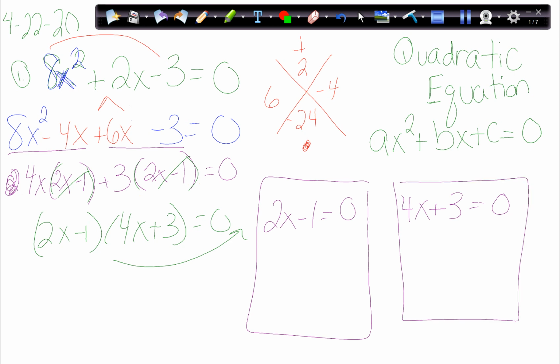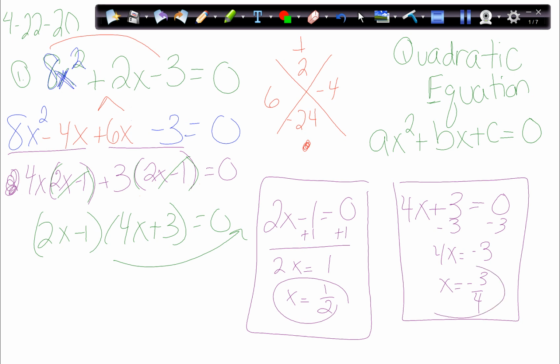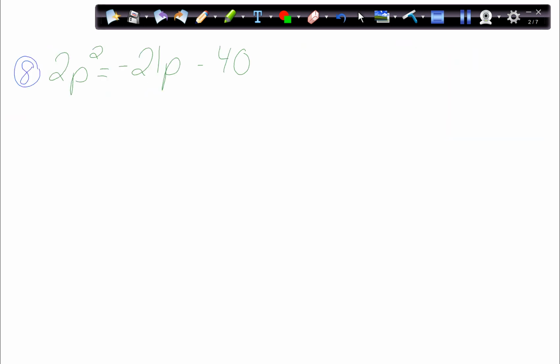So 2x minus 1 equals 0, I would add 1, and then divide by 2, and I'm just going to get 1/2, and I'm going to leave it that way. 4x plus 3 equals 0, I would subtract 3, and then divide by 4, and I'm going to get negative 3/4. So x can be 1/2, and it can also equal negative 3/4. Again, that x squared lets us know that we can have 2 solutions, and you have to write both solutions.